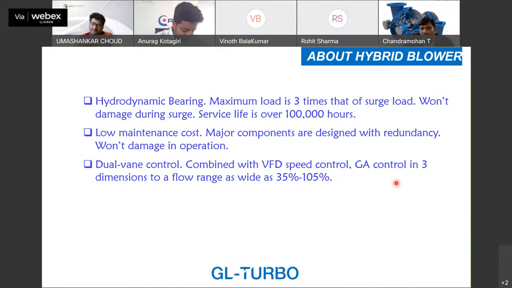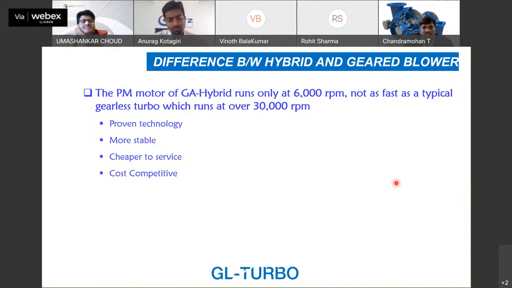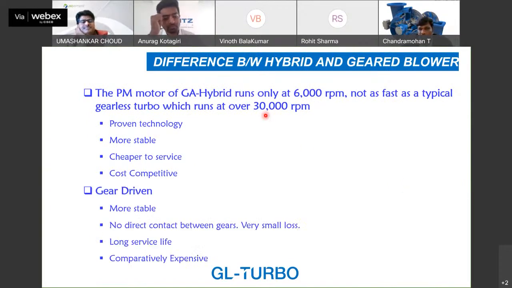So for example, you have a 5,000 meter cube blower, which you can operate easily from about 1,000 to almost 5,000 that way. And DO control has nothing to do with cement, but still, these are all the parameters which are available. And the PM hybrid motor is very particular, it operates only at 6,000 RPM, it is not going to operate at 30,000 RPM.